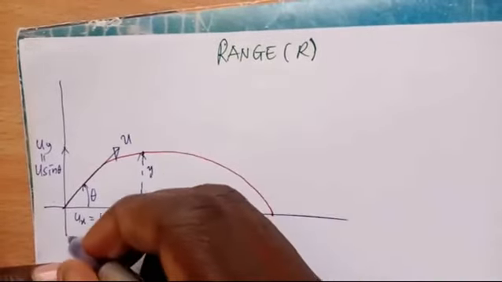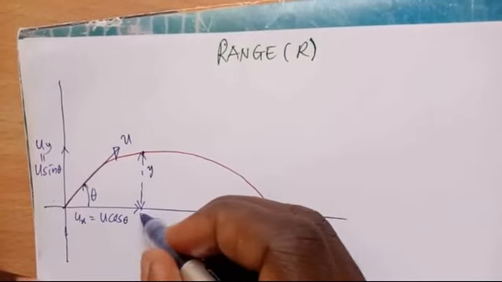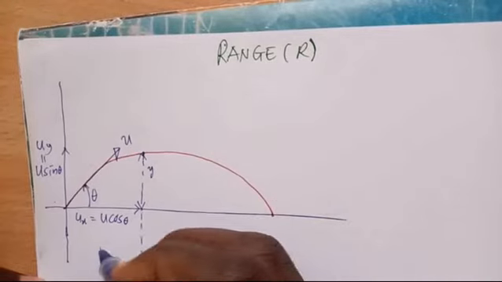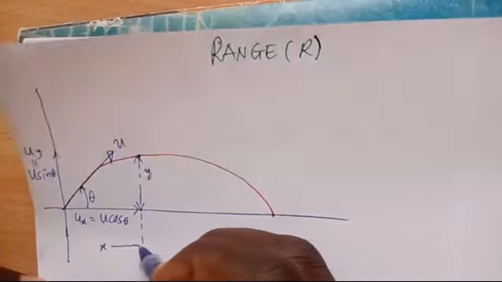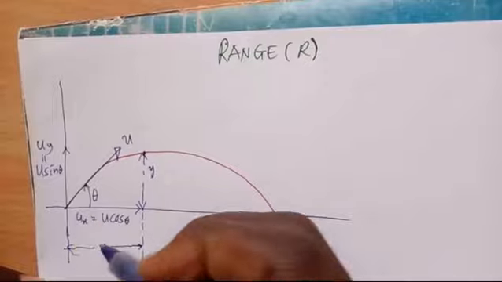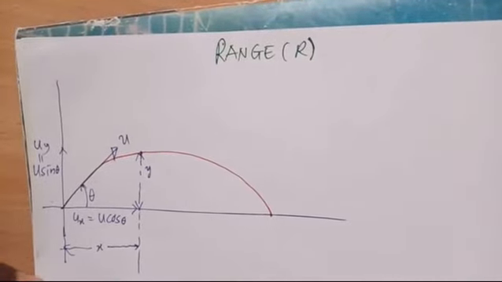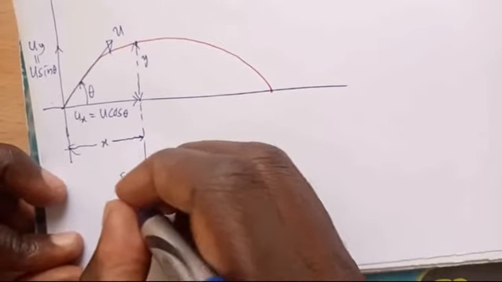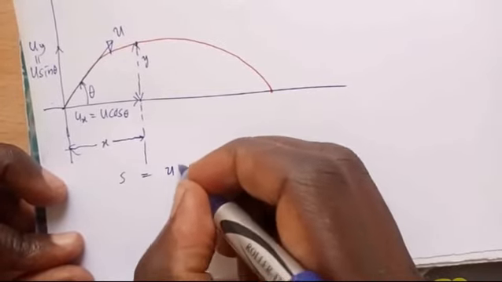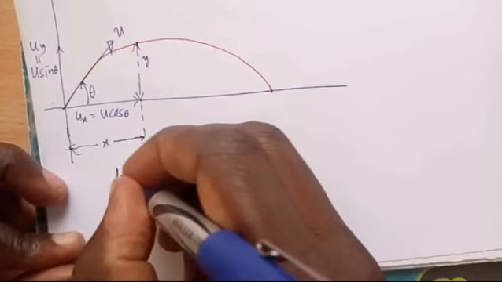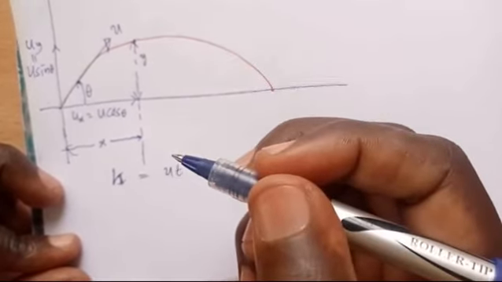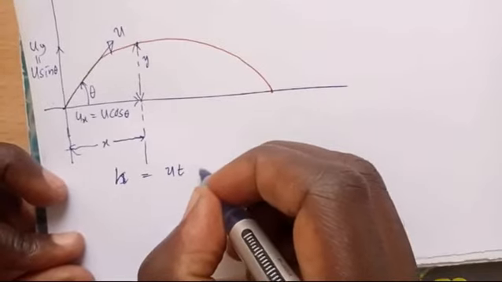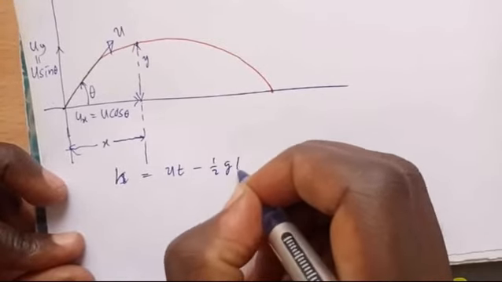At the same time that it has this vertical velocity and vertical displacement y, it has a corresponding horizontal displacement x. And how do I find this x? Again, I will use this formula: s is equal to ut, or h, since it is motion under gravity, is equal to ut minus half gt squared.